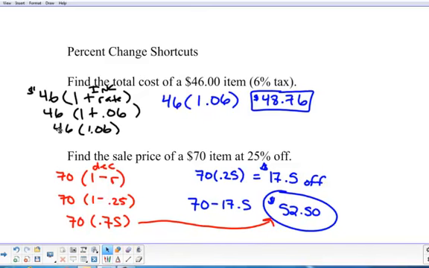So hopefully that is sitting well with you. This is probably the hardest section we've done, but it's definitely doable.